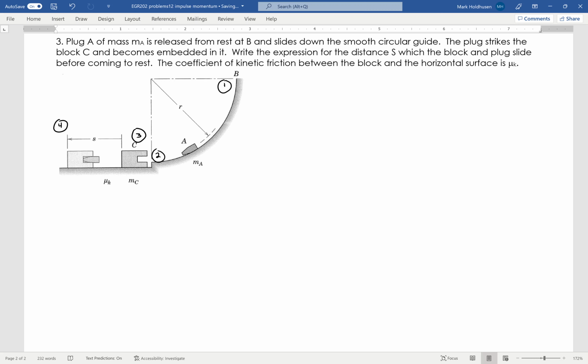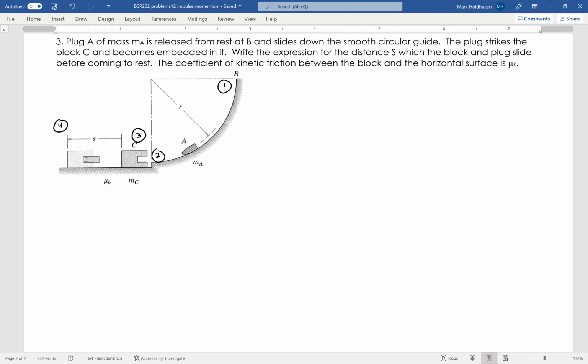1 to 2 is going to be an energy problem, because I've got velocities at 2 different positions. 2 to 3 is a collision. With collisions, we use impulse momentum so that we can keep the impulse force internal to the system. I have conservation of momentum there. Once those two are embedded and I have that velocity, then it's going to be velocity as a function of position again. So we start with energy, then conservation of momentum, and then another energy equation.